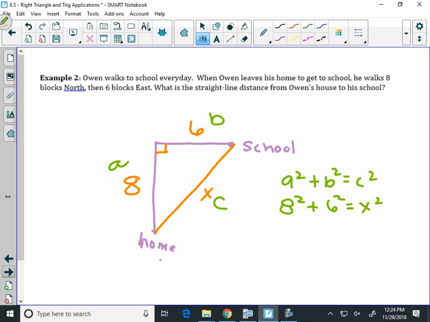And then plug it into our calculator. 8 squared plus 6 squared is what? 100. 8 squared is 64, plus 36, so right will be 100. And then what do we have to do on both sides? Square root.